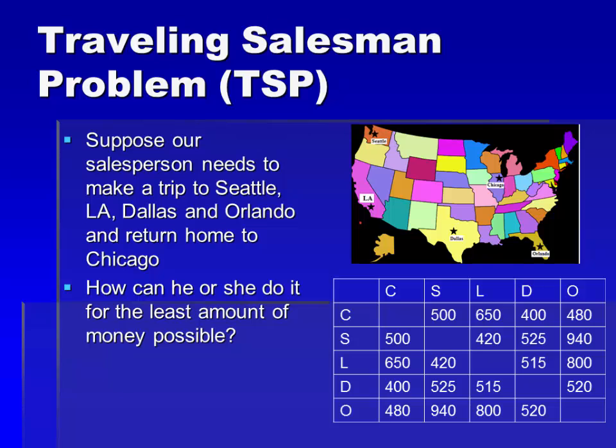Here we have a map of all the places our salesperson needs to go, along with the current one-way fares between the cities. Can we find the absolute cheapest way to do this trip? The places that the salesperson needs to reach are the vertices, and the flights between them are the edges. So notice that in this case, every pair of vertices has an edge between them.